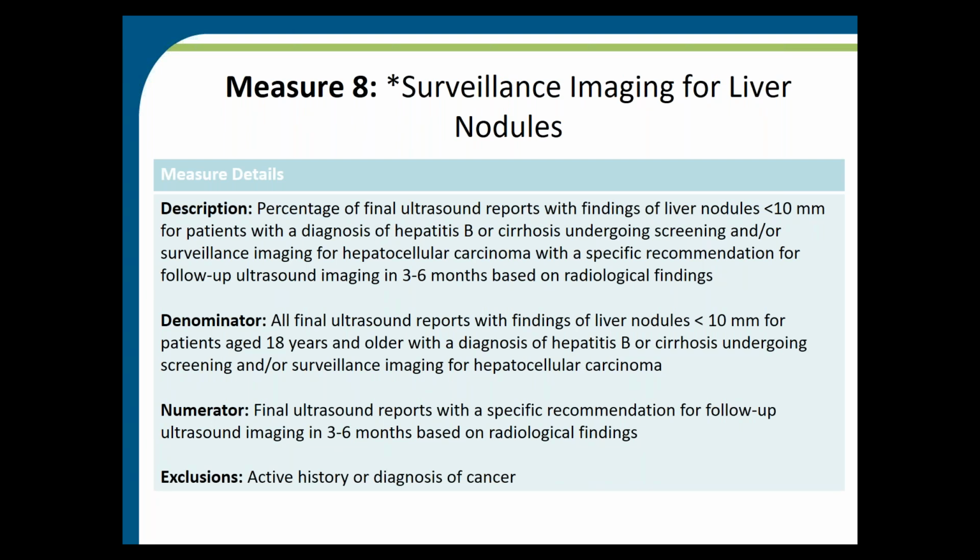Measure 8, this is surveillance imaging for liver nodules. This is the percentage of reports with findings of liver nodules for patients with hepatitis B or cirrhosis who are undergoing screening. And it's basically trying to make sure those patients are receiving ultrasound follow-up imaging rather than some other type of modality of imaging within the recommended interval, which is 3 to 6 months. So the denominator would be those ultrasound reports with a finding of a nodule for a patient with hepatitis B or cirrhosis who's undergoing screening. And then the numerator is whether that final report includes a specific recommendation for follow-up with ultrasound imaging within 3 to 6 months. So again, these are all data elements that we need to collect to be able to calculate this measure. So just think about this as we're going through.